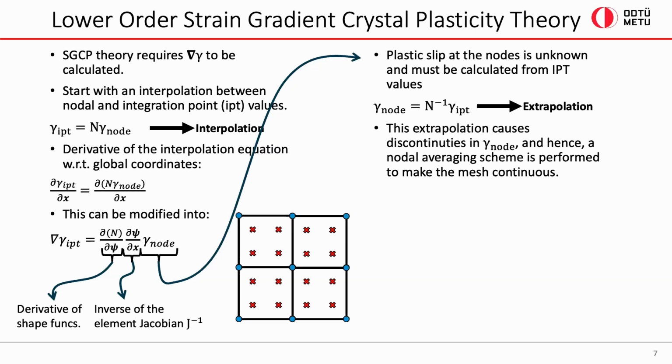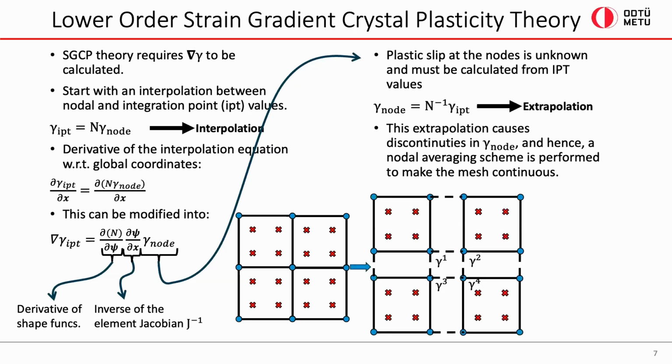Imagine a 4-element mesh, for example. And in this mesh, we have 4 elements connected at the node at the center. So if we perform an extrapolation at each of these elements, for example, an extrapolation here, here, and here, and here, we get 4 different values for the node that they are connected to, because each element is assigning a different value to this node after the extrapolation. So what we need to do is perform a simple averaging scheme at this node.